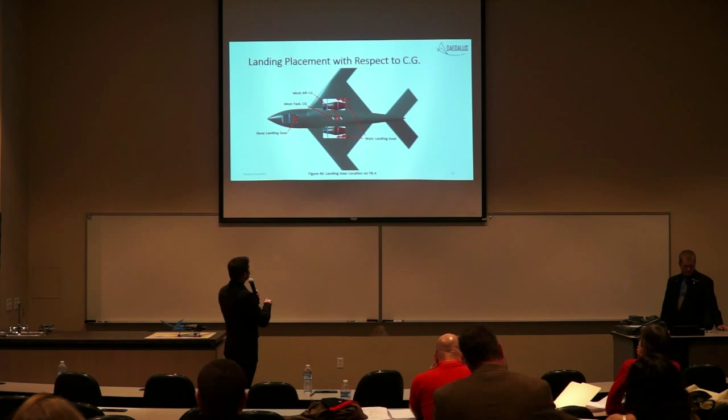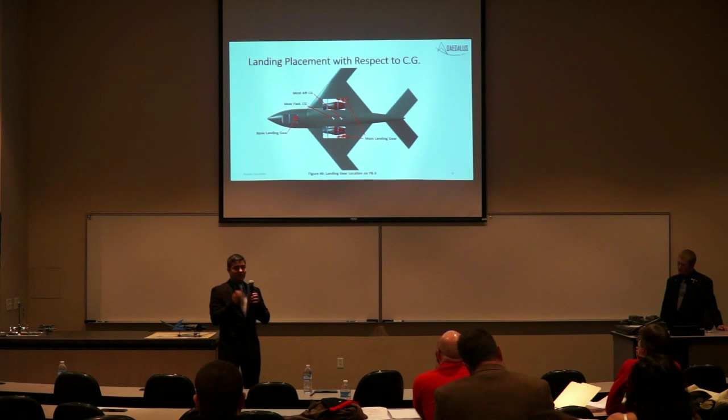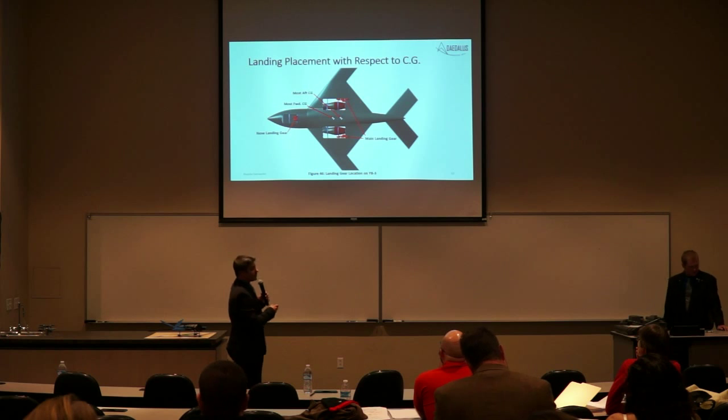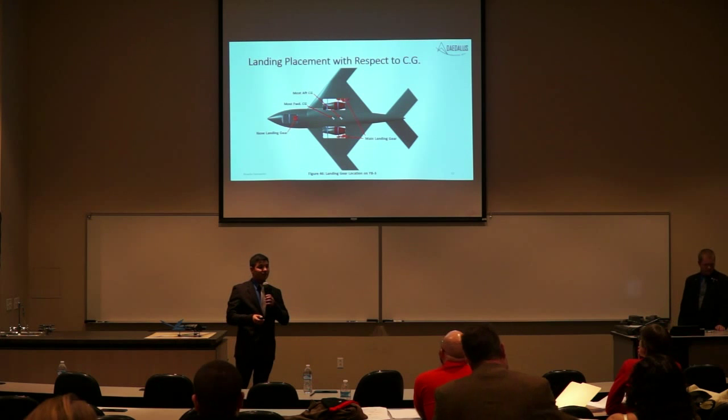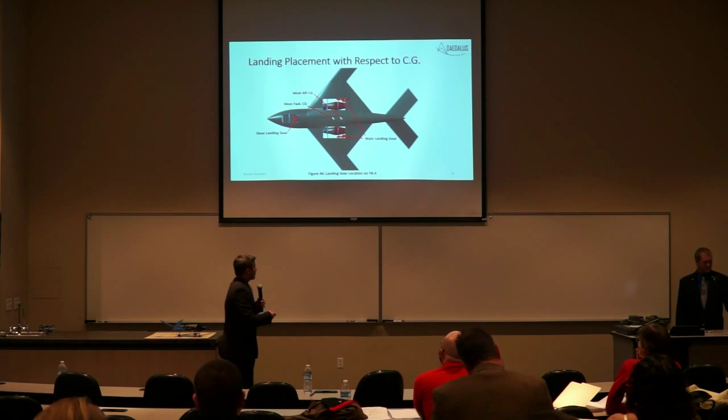Even though the most forward CG looks like it's almost right in the center of the main landing gears, it's still in the front. It's just that the representation picture is enlarged. It is important for the landing gear to be behind because you want to prevent the aircraft from tipping back. The aircraft as well has to be able to rotate.